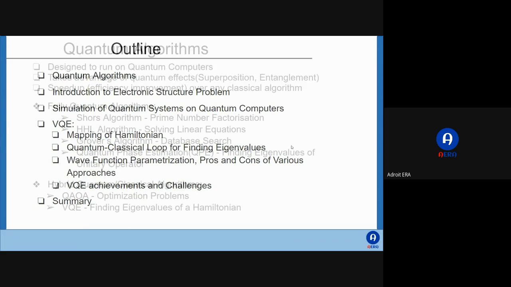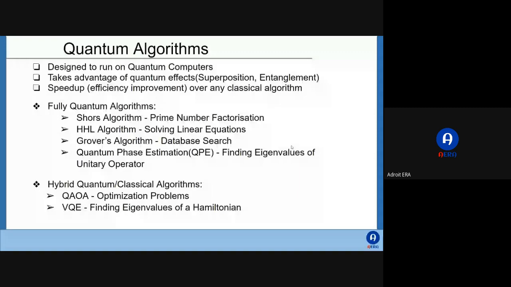So, what are quantum algorithms? Quantum algorithms are algorithms that are particularly designed to run on quantum computers. Hence the name. Classical algorithms are designed to run on classical computers. Quantum algorithms are again divided into two types: fully quantum algorithms and hybrid quantum-classical algorithms.